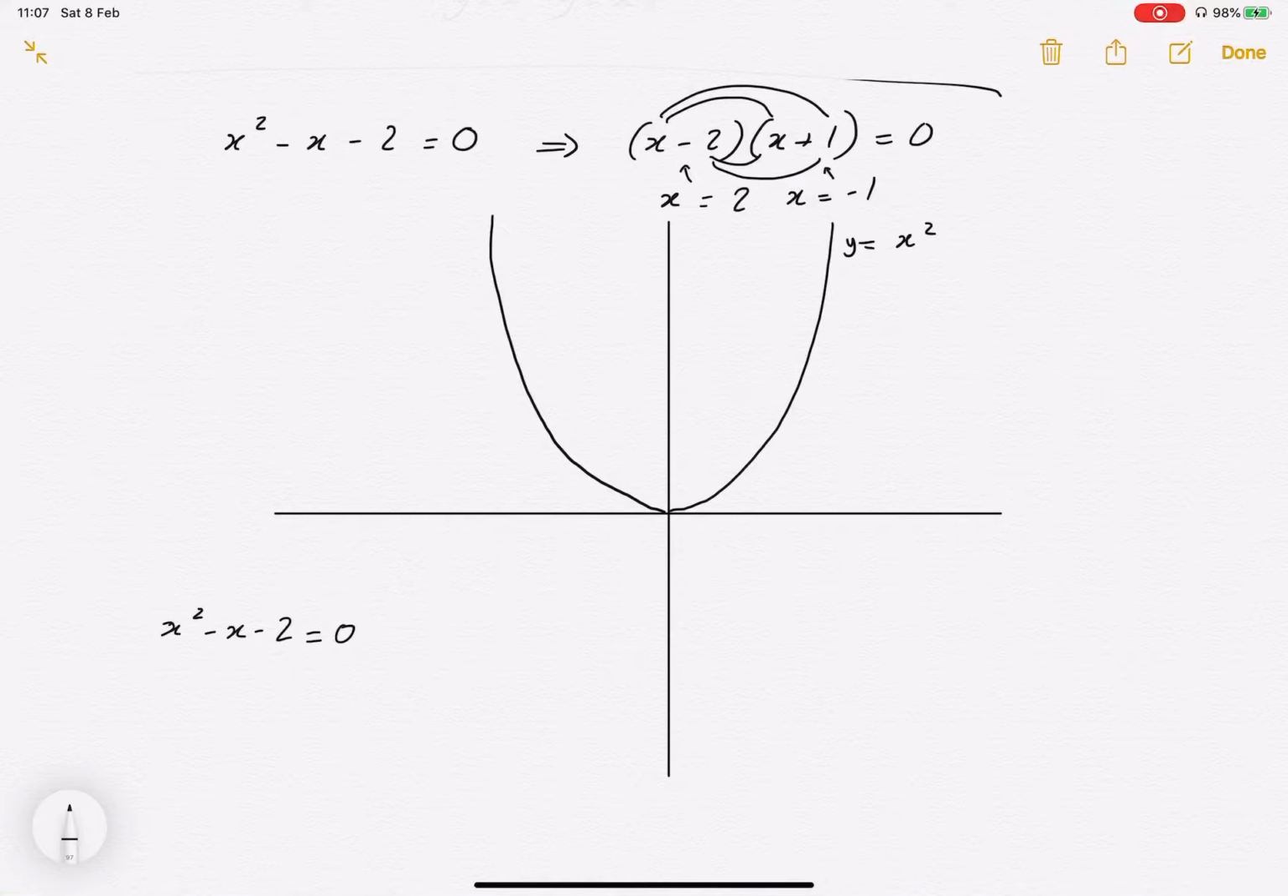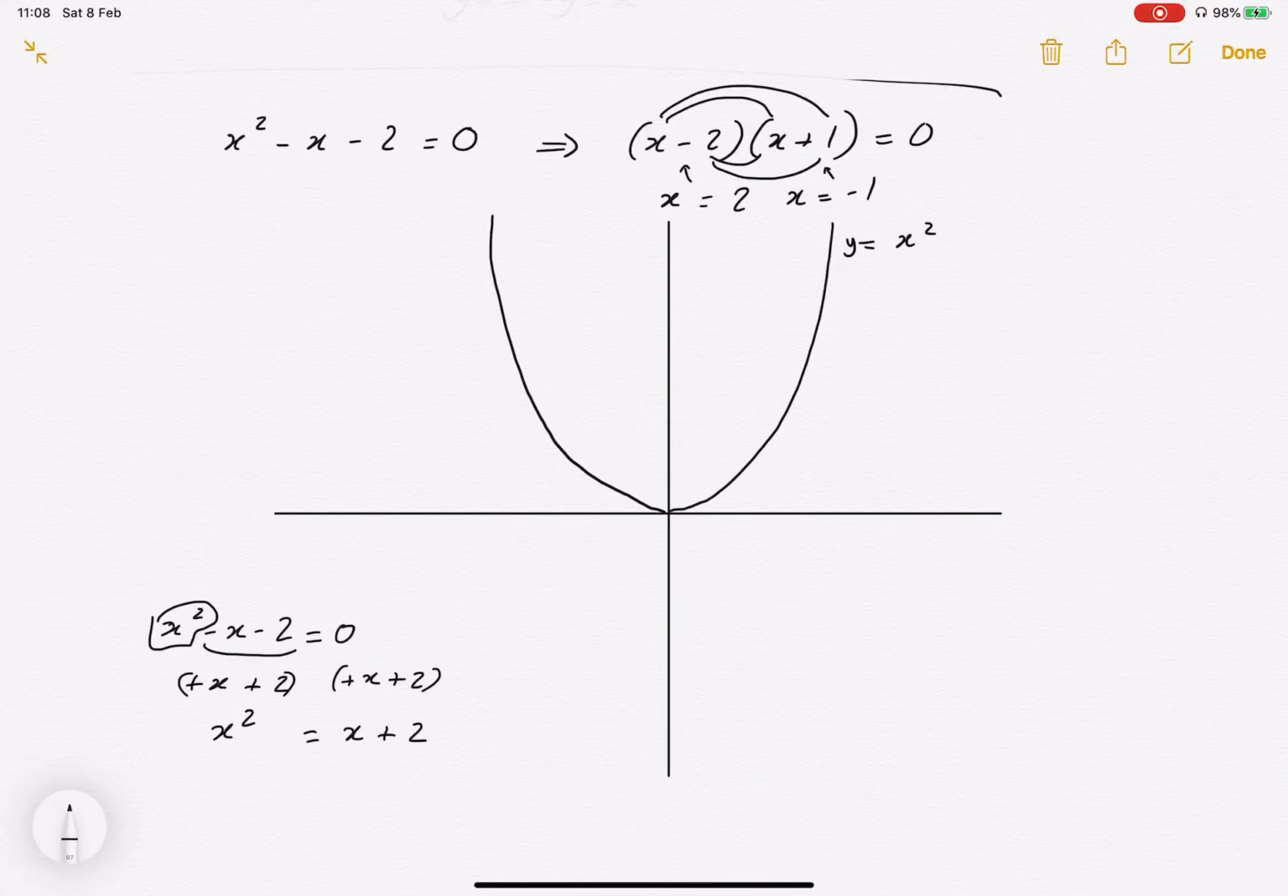equals 0. Now, like I said before, we need x squared to be on one side, but we need to get rid of all this stuff and put it on the other side of the equal sign. So I'm going to add x to get rid of the x, and I'm going to add 2 to get rid of the 2. And of course, I have to add x and add 2 to the other side of the equation as well. So that gives me x squared equals x plus 2.